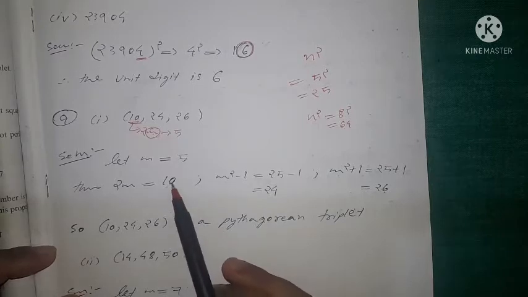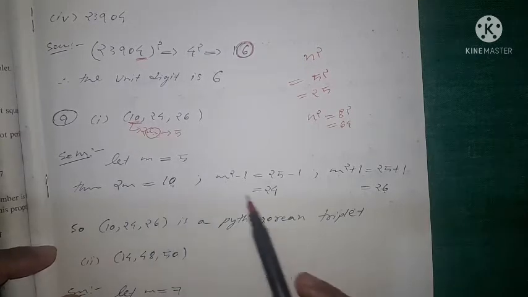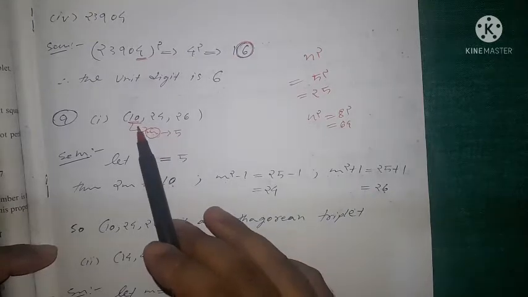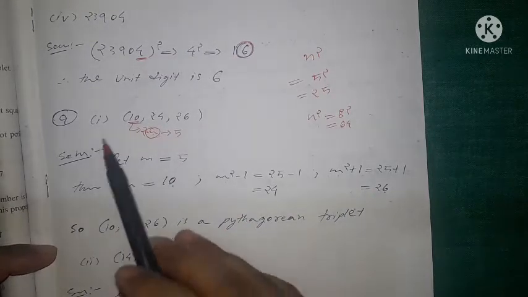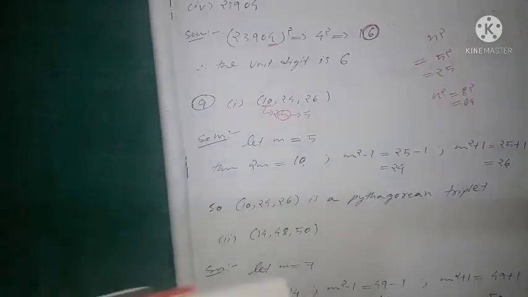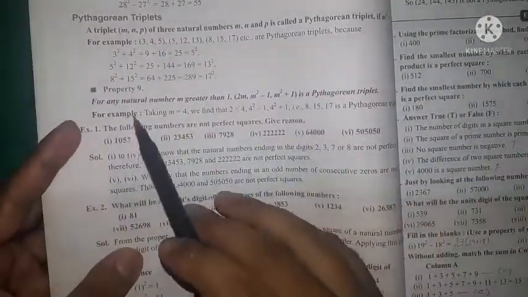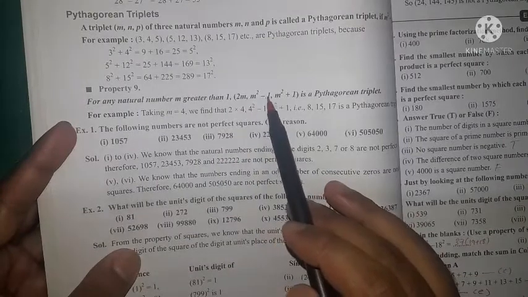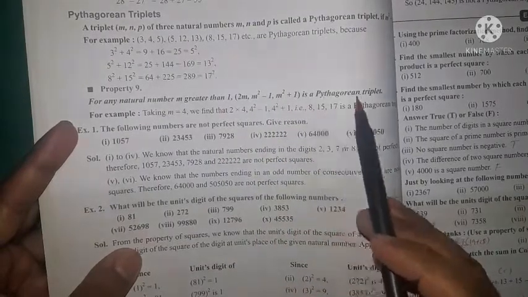As we have found, if we take twice m as 10, then m square minus 1 becomes 24 and m square plus 1 becomes 26, which is already given in the question. So therefore this is a Pythagorean triplet. This formula we have already discussed earlier in property number 9. For any natural number m greater than 1, twice m, m square minus 1, m square plus 1 is a Pythagorean triplet.